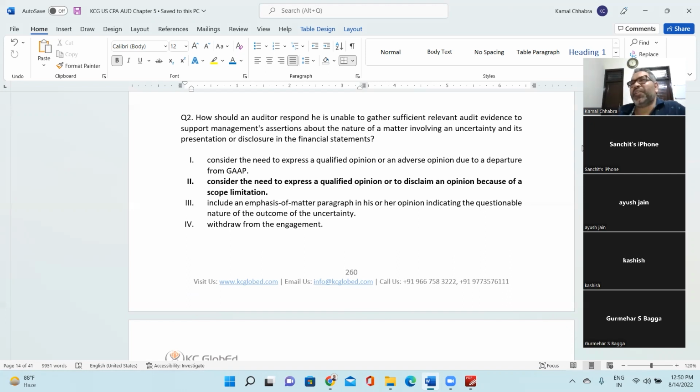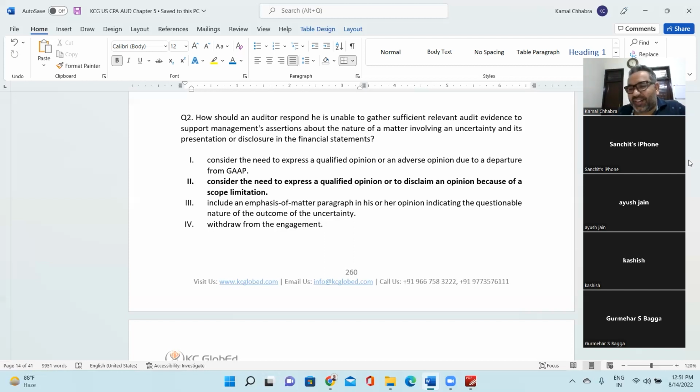So Ayush, did you understand what Gurmehar's question is? Gurmehar is saying, if the client is not allowing you to perform certain procedures, should we withdraw or should we go for qualification or disclaimer? Right, Gurmehar? Yes. What he is saying is that we are unable to gather sufficient relevant audit evidence. It's not that management is stopping us from giving that evidence. Maybe that is the difference.